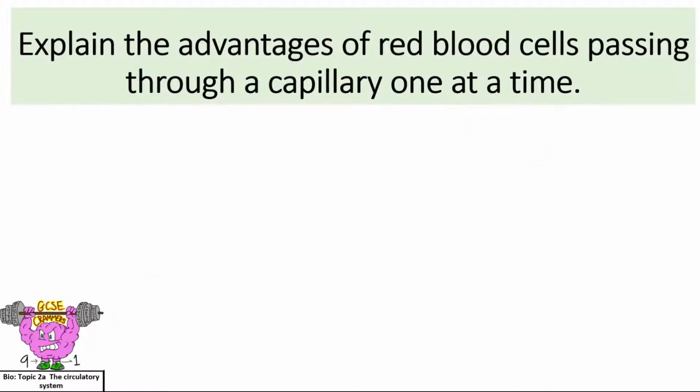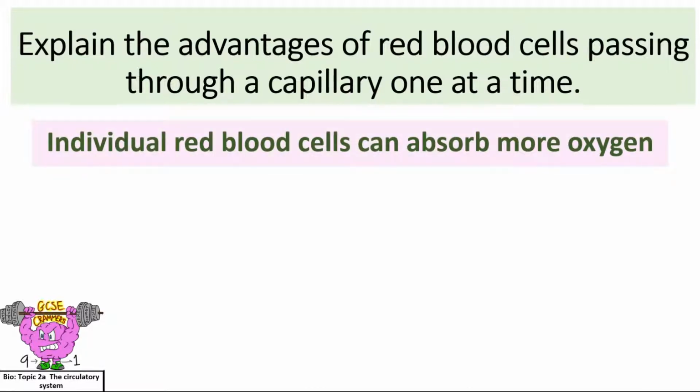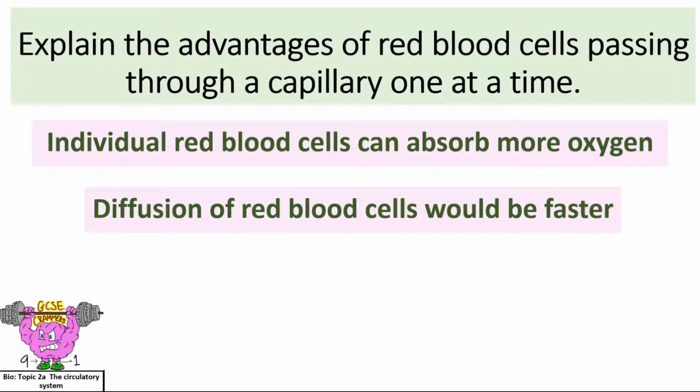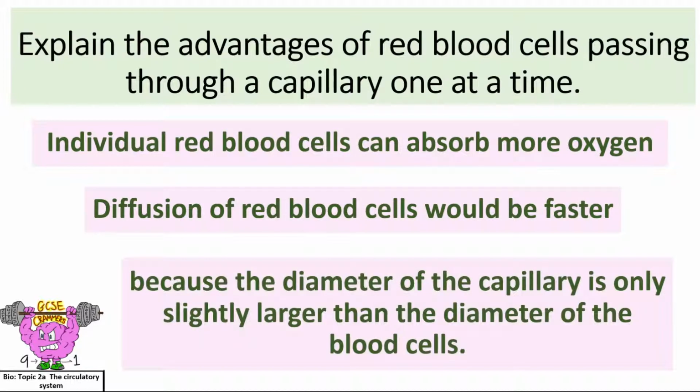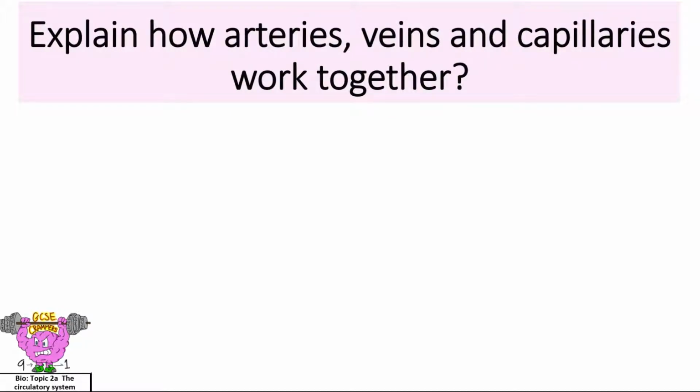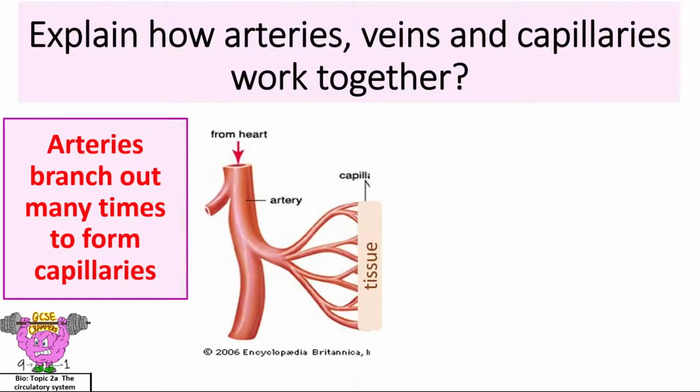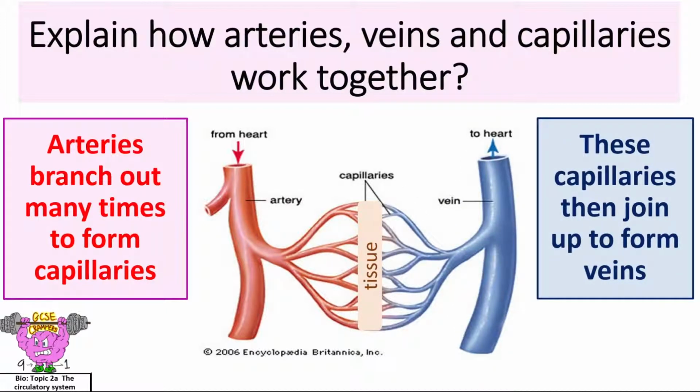Explain the advantages of red blood cells passing through a capillary one at a time. Individual red blood cells can absorb more oxygen. Diffusion would be faster, because the diameter of the capillary is only slightly larger than the diameter of the blood cells. Explain how arteries, veins and capillaries work together.